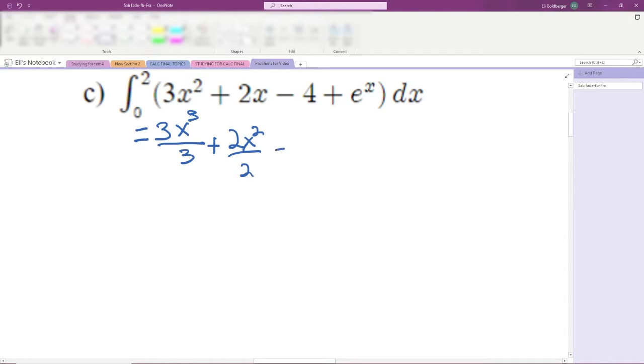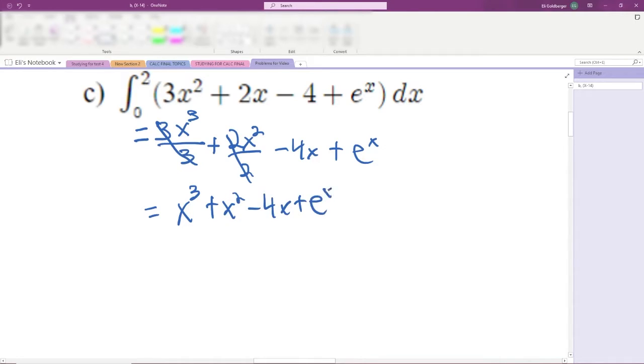minus 4x plus e to the x, because the integral of e to the x is just going to be e to the x. So that's our answer for now. It's not the answer to the question, but now we can simplify. We'll say, okay, these will cancel out. So I'll rewrite that as x cubed plus x squared minus 4x plus e to the x.